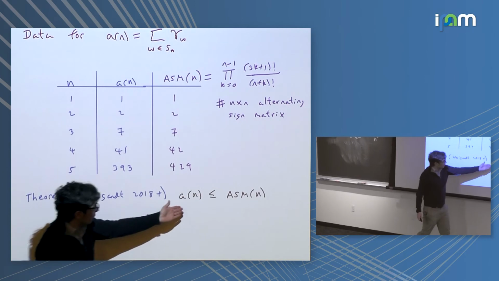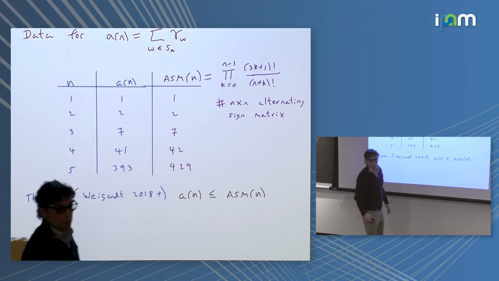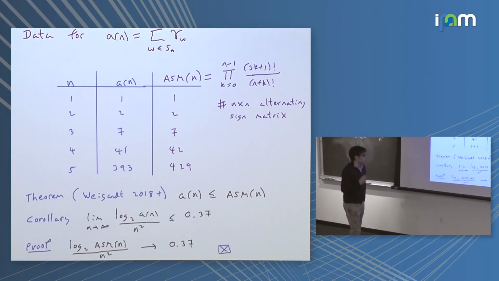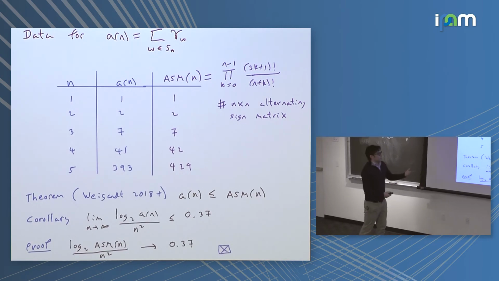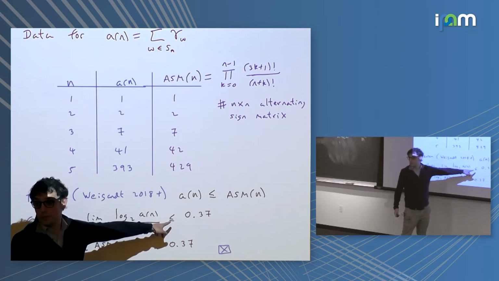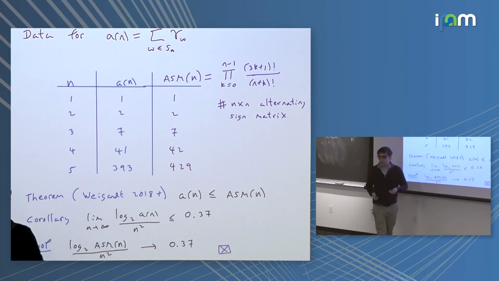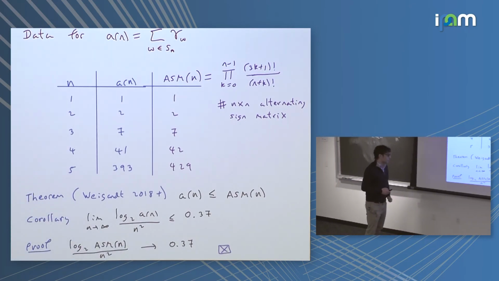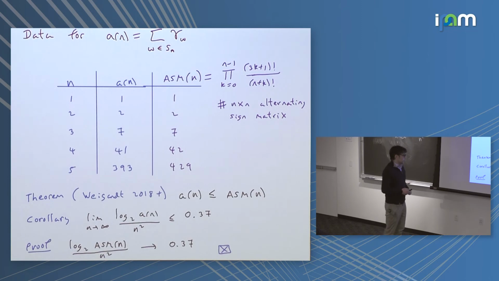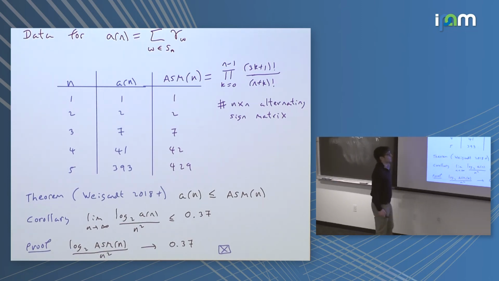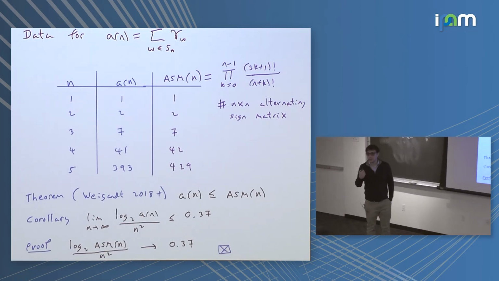The total number of reduced RC graphs is less than or equal to the number of alternating sign matrices. One very good thing about alternating sign matrices is that they have a product formula. So we can study its asymptotics, and that's where the 0.37 comes from, just by taking log base 2 of that and dividing by n squared. So that's where the upper bound comes from. Any questions?